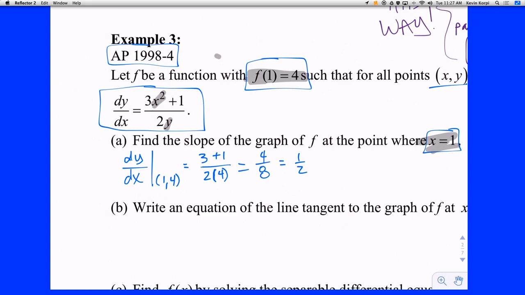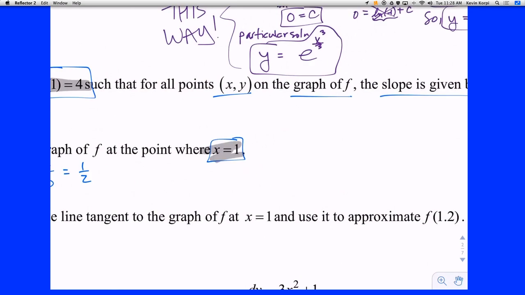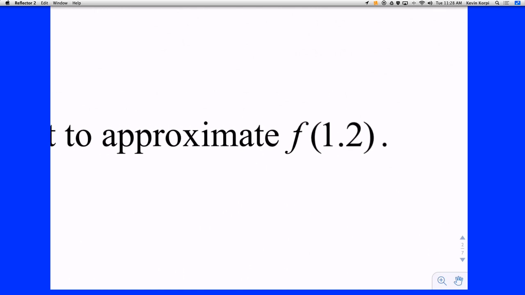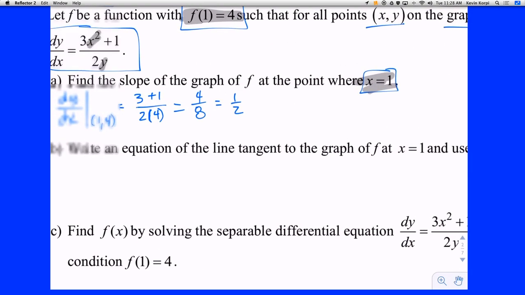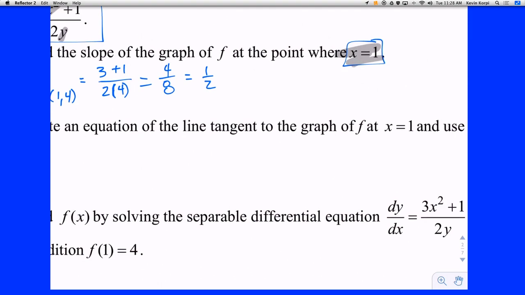That was easy. Part B, write an equation of the tangent line at 1, and then use it to approximate f of 1.2. Oh, what kind of alert are we on? Squiggle alert. All right, what do we need for the equation of the line? Slope and a point.